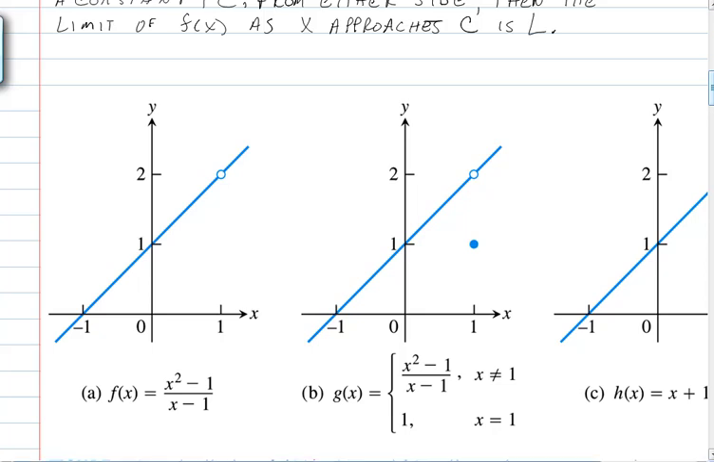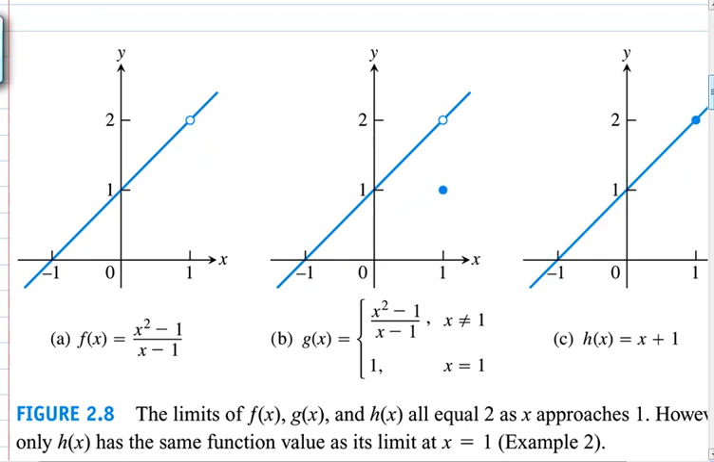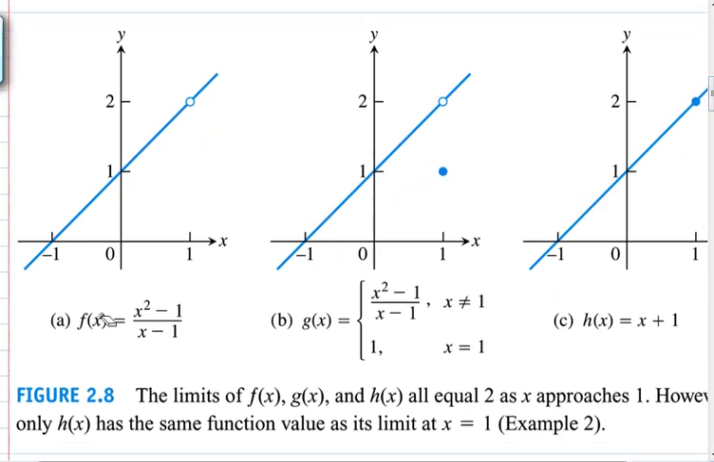So here's 3 problems. The limits of f, g, and h all equal 2 as x approaches 1. However, only h has the same function value as the limit at x equals 1. Here, the x minus 1 is going to be a common factor that cancels out. This is the problem that we looked at before. We have a function that has a hole, and the limit is equal to 2.